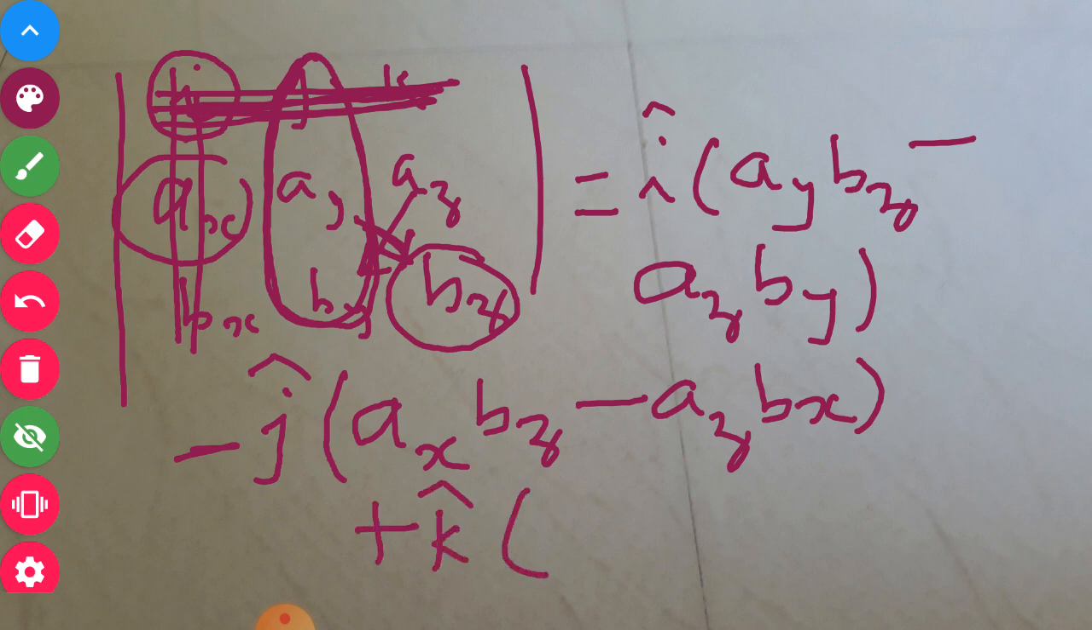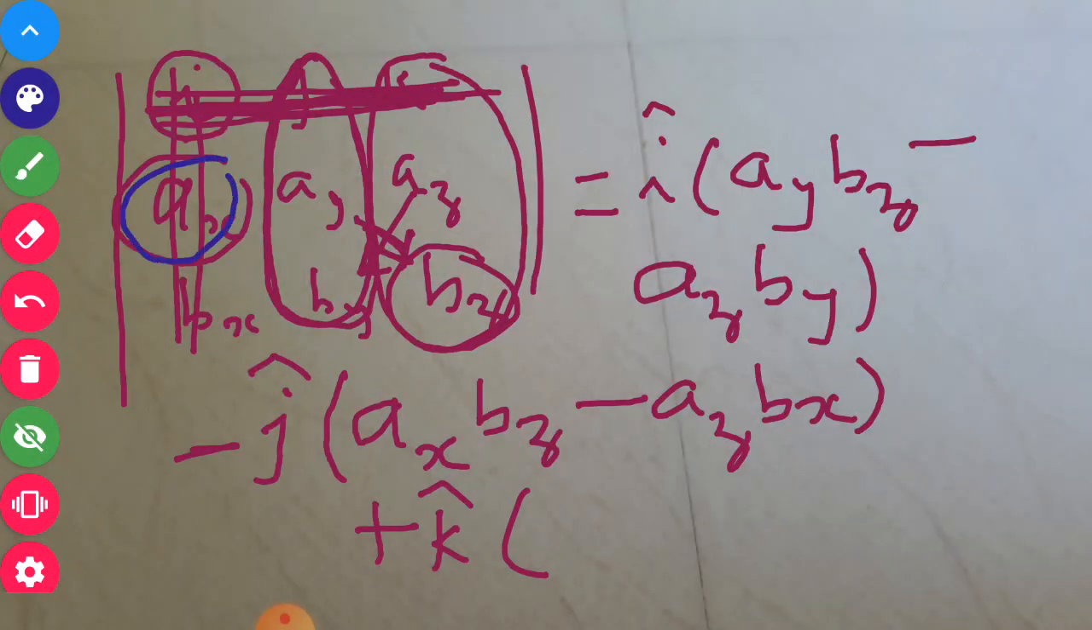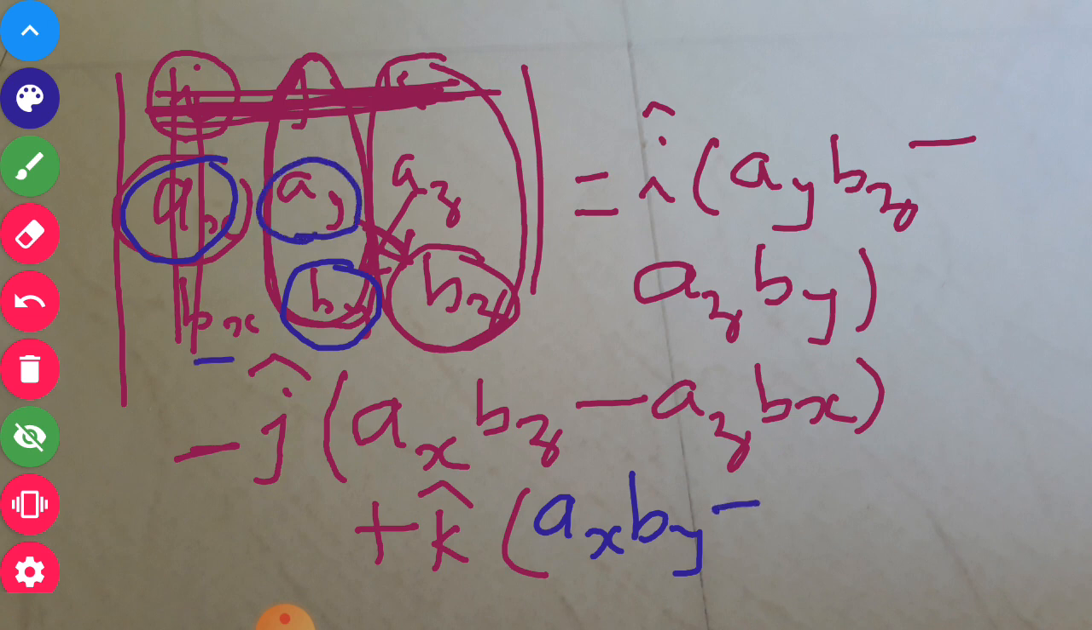Now what will you do? You just have to close this row, and this column is closed. Then this is multiplied with this, so it will become ax by, always minus, then ay bx. So this way you can open this.